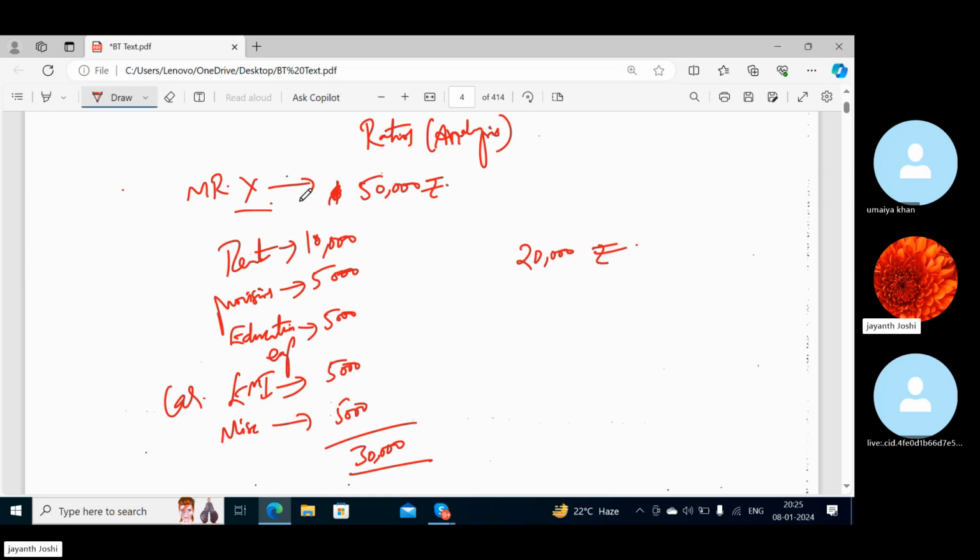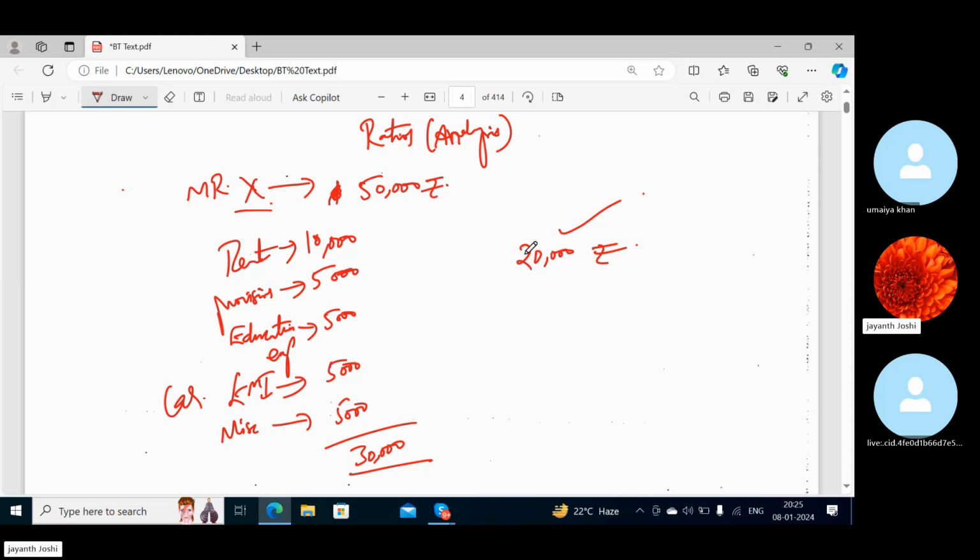Now, how can Mr. X grow this money? This 20,000 can become a good amount in the future, not only through accumulation, but by putting it into investments. It can grow many folds, and Mr. X can definitely become richer in the future, because if the money grows, it makes you richer, right?